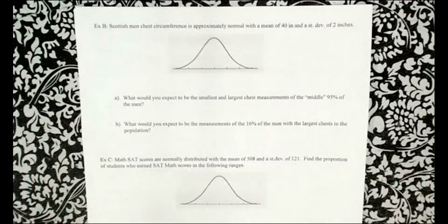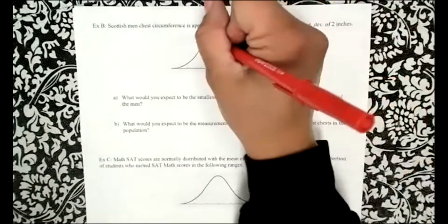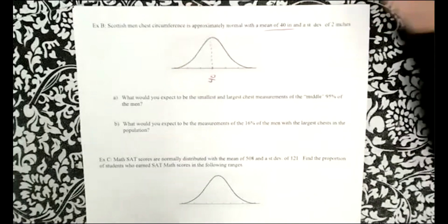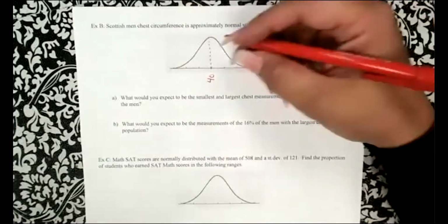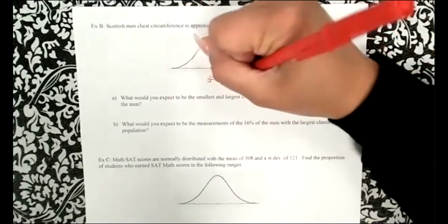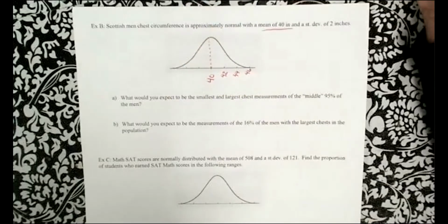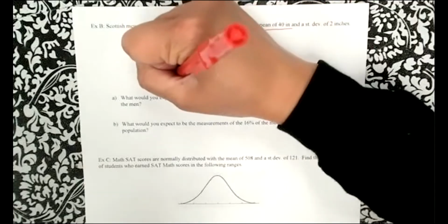Scottish men's chest circumference is approximately normal with a mean of 40. So here's my mean, that's going to be 40 inches, and a standard deviation of 2. So here I'm going to add 2, so that's 42, 44, 46. I'm going to subtract 2, so that's 38, 36, and 34.